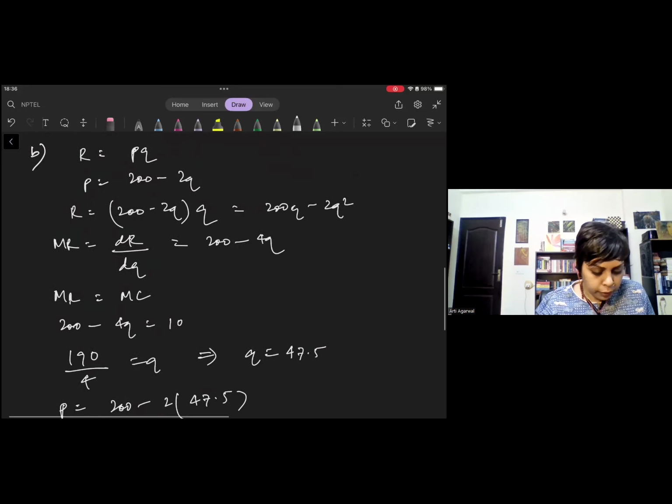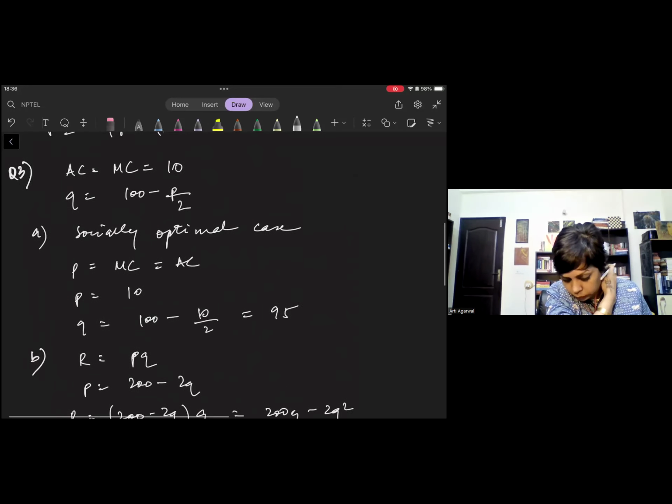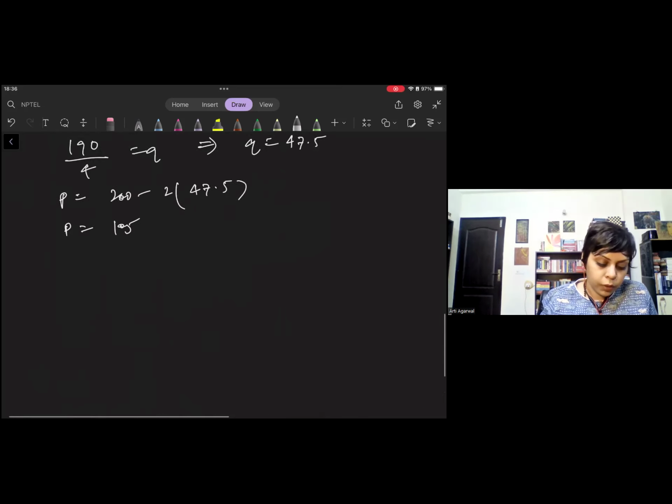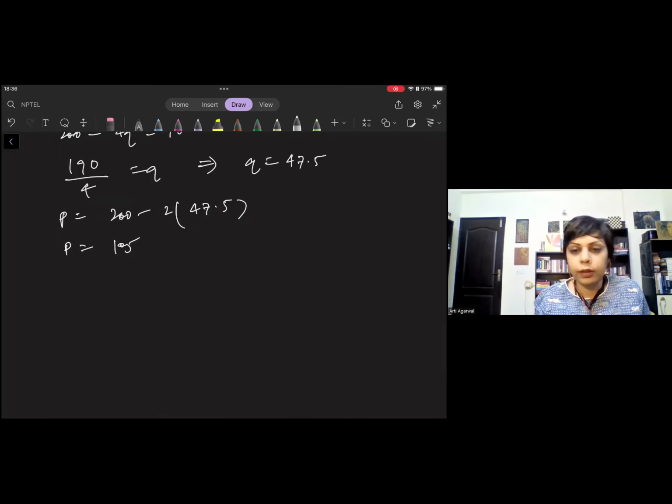So, questions about that? No? Okay, so see the huge difference in the quantity and the price. And this is why you have all these antitrust laws and why monopolies are not the most favored market structure.